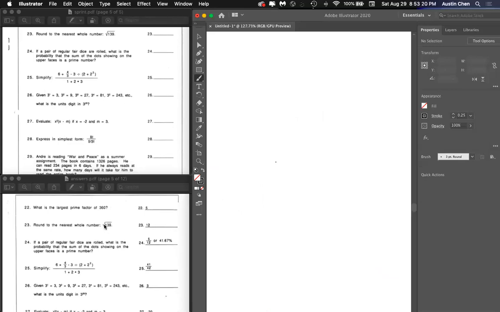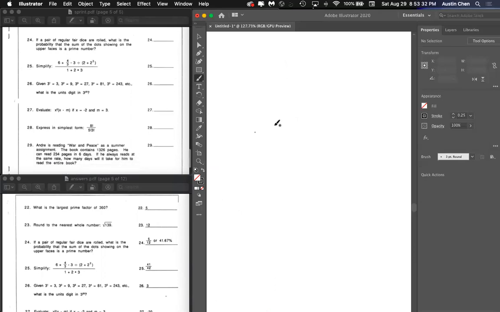Given 3 to the first, 3 to the second, and so on, what is the units digit in 3 to the 25? Okay. If you look at the units digits of the powers of 3, we have 3 to the first is 3, 3 squared is 9, then 27, 81, then 243. You have units digits of 3, 9, 7, 1, 3, and this actually repeats.